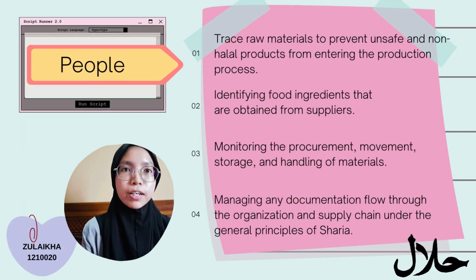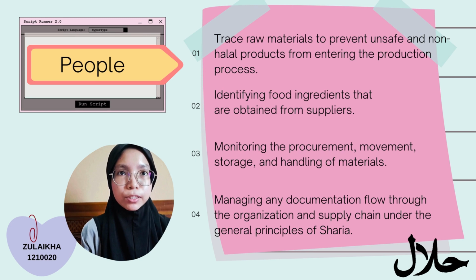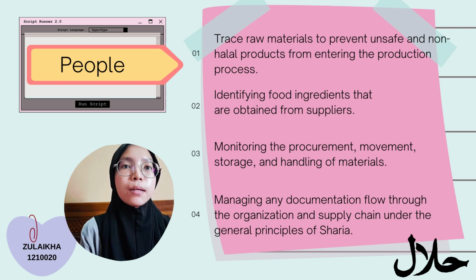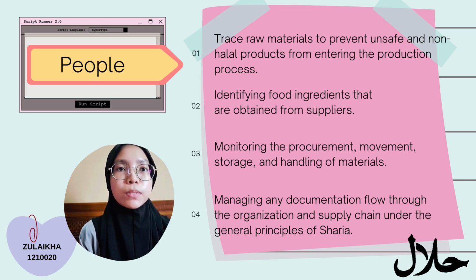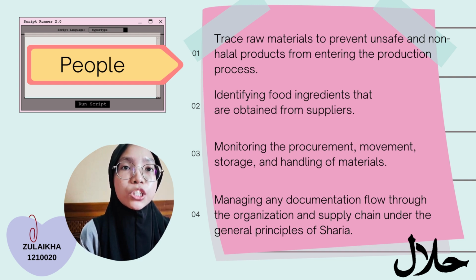In the halal industry, food manufacturers must trace raw materials to prevent unsafe and non-halal products from entering the production process or the entire supply chain. Besides, manufacturers are responsible for ensuring and identifying food ingredients that are obtained from suppliers. Thus, suppliers must ensure that any slaughter process, packaging and raw materials they supply meet the provisions of Islamic Sharia and halal requirements.